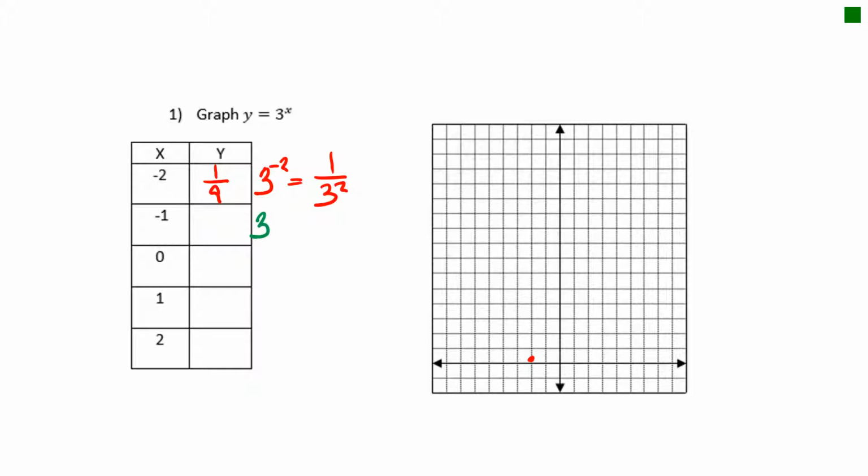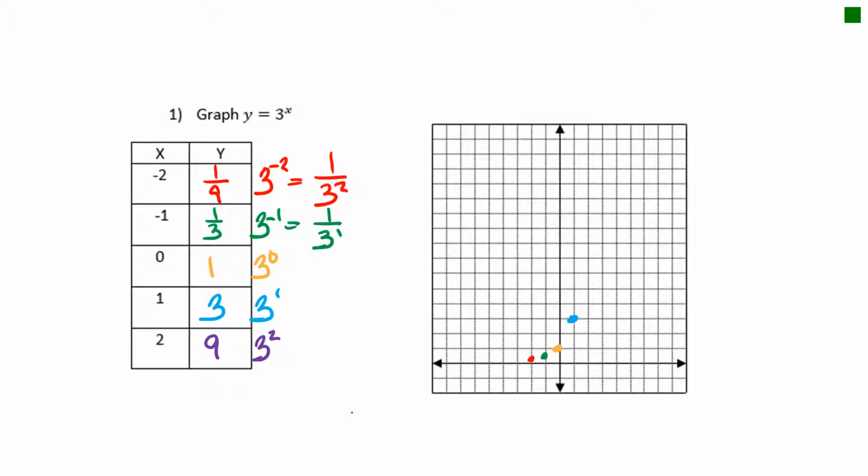Okay, if I let x equal -1, 3 to the -1 is 1 over 3 to the first, which is just 1/3. So at -1, I'm at 1/3, a little bit higher. For 0, 3 to the 0, anything to the 0 power equals 1. So at 0, I'm at 1. If I let x equal 1, that's 3 to the first, which is just 3. X is 1, y is 3. And if I let x equal 2, that's 3 to the second, which is 9. If x is 2, y is 9.